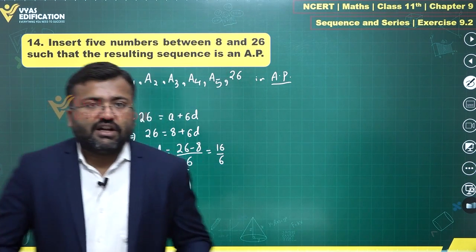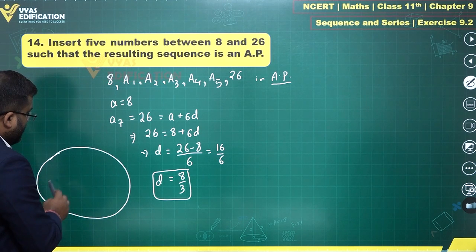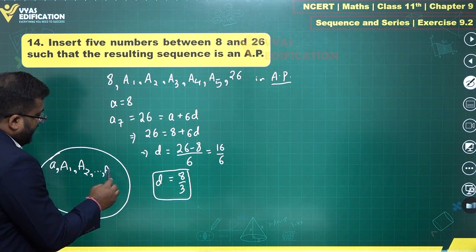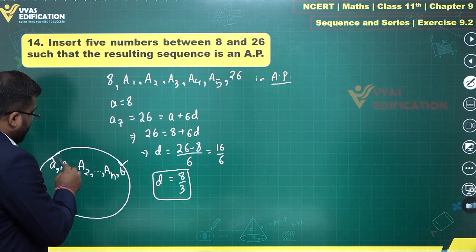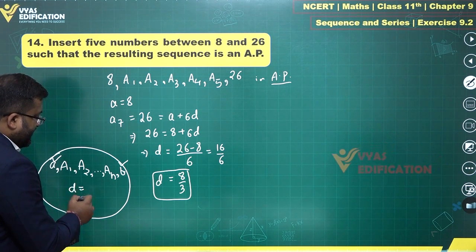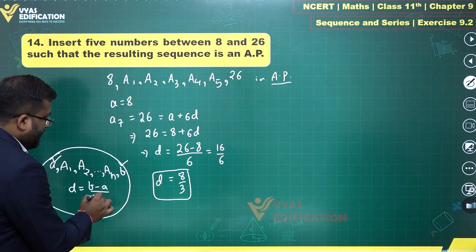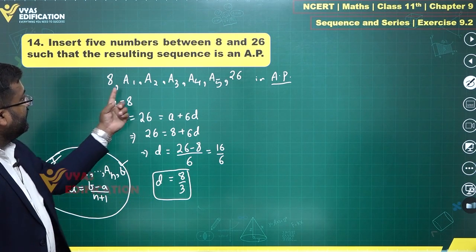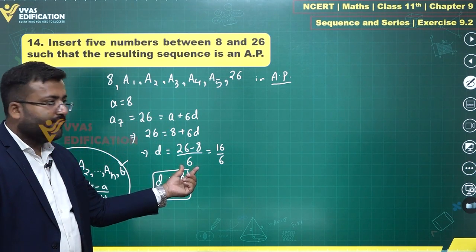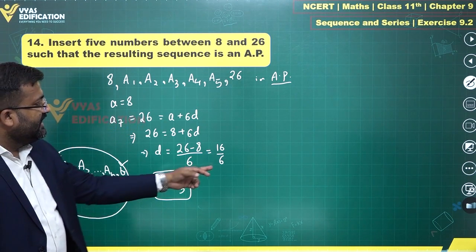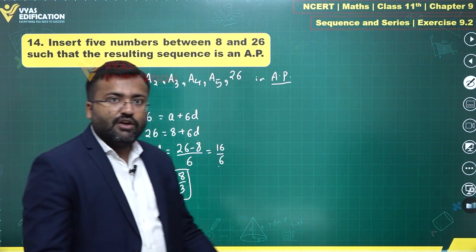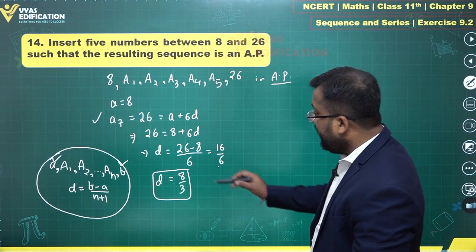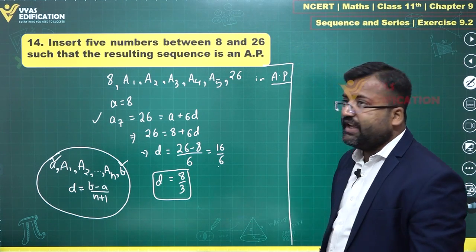Now, in general, when we get this kind of an expression, for inserting n arithmetic means a1, a2, up till an, between two numbers a and b, the common difference can easily be found as (b minus a) upon (n plus 1). You observe, 26 minus 8 upon number plus 1, that is 6. This is the common difference. That's the approach which you can follow to get that. So in general, that is something which is useful for you. But here in this question, this is the value of d.